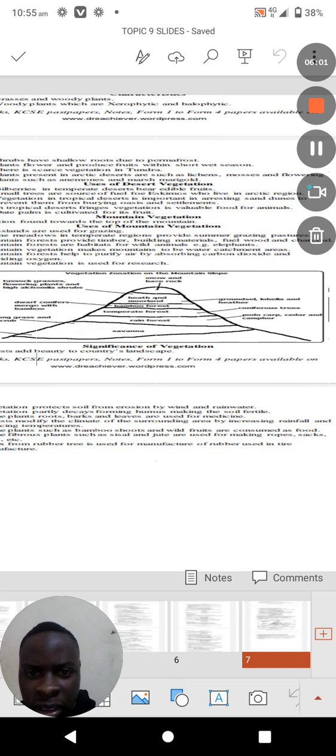Now, the topographical factors such as the altitude, the terrain, the aspect, and the drainage. Then you have the climatic factors, which are the temperature, the precipitation, the sunlight, and the wind. Then we have the edaphic factors, or the soil factors. Then we have the biotic factors, or the biological factors.